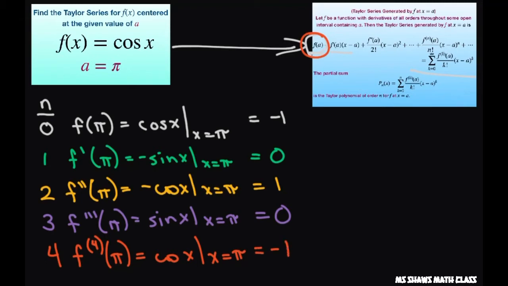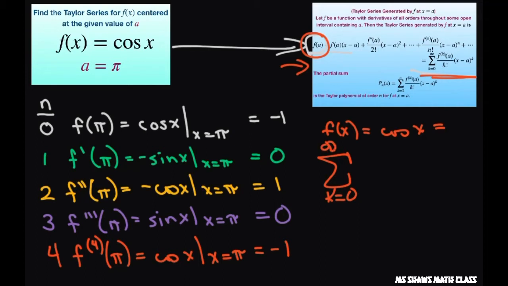So it starts repeating. Therefore, if you write your f of x equals cosine of x in this form, I know it's hard to see. By the way, I have these on my Facebook page if you ever want to save them. So this is going to equal the sum k equals 0 to infinity of f, the k-th derivative at pi, divided by k factorial, times x minus pi to the power of k. So let's go ahead and expand this.